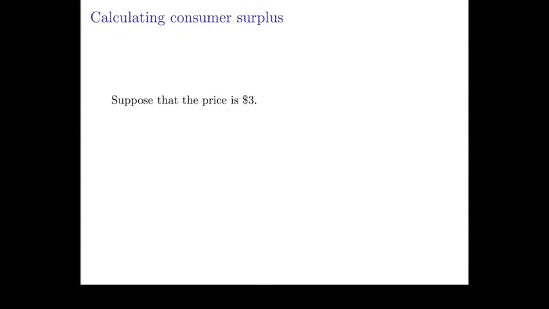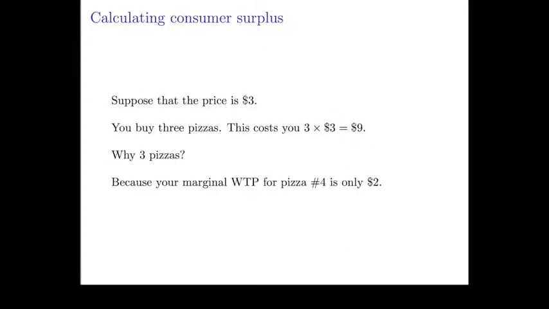Now let's suppose the price of this good were 3. Then from your demand curve, we know that you're going to buy 3 units. How much are you going to pay for the 3 units? The price is $3, so you're going to pay $9 total. So why did you buy 3? Because your marginal willingness to pay for the fourth pizza is less than 3. It's only 2. You wouldn't buy something if your marginal willingness to pay is less than what it costs, right? The extra value you get from buying the fourth pizza is only 2, but you'd have to pay 3 for it, so you're not going to buy it.